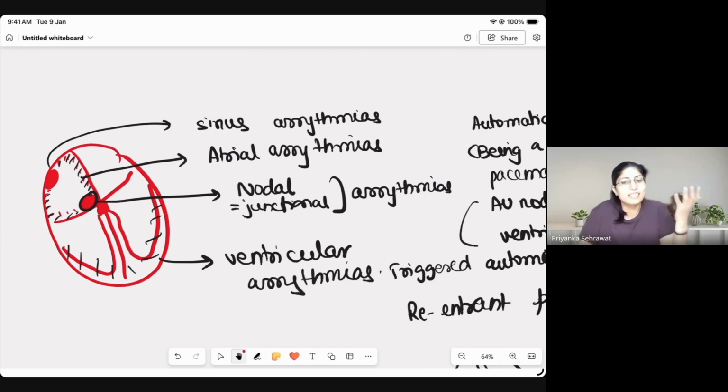In each of them we get different ECG findings, and there is a reason for that. We'll look at that also. So sinus arrhythmias, atrial arrhythmias, nodal or junctional arrhythmias, and ventricular arrhythmias. Okay, so there are 4 types of arrhythmias.